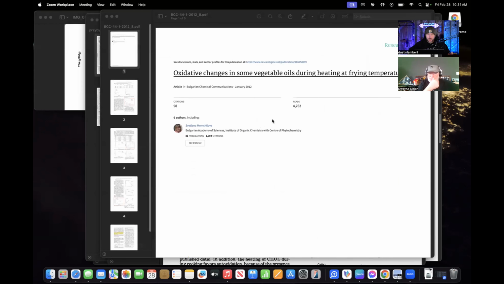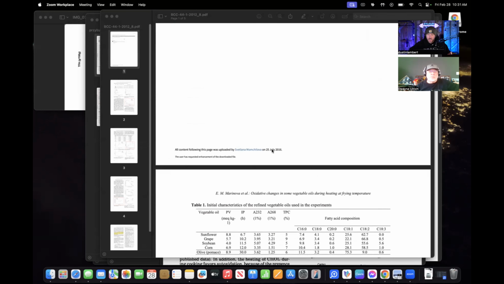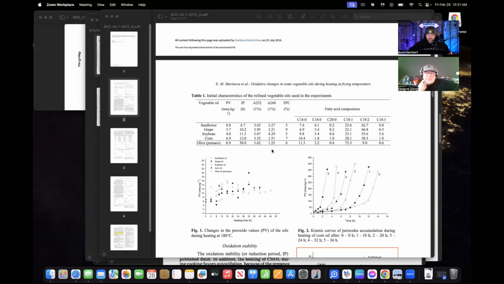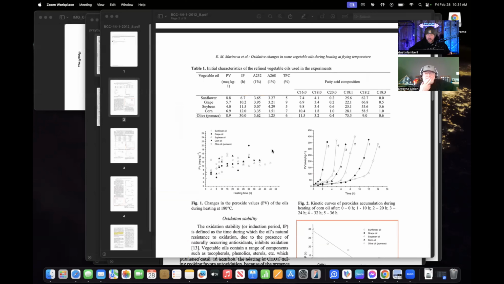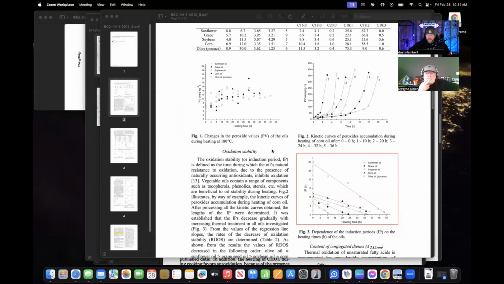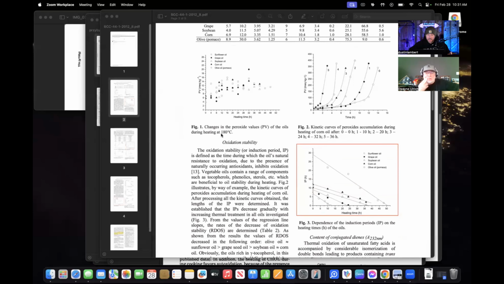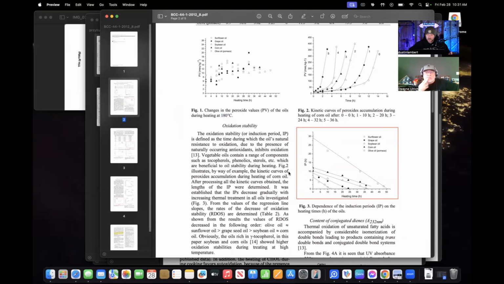Moving on to our second one, oxidative changes in some vegetable oils during heating at frying temperatures. And so for this one, they looked at a few different things. In this trial, they looked at heating to 180 degrees Celsius, just like the other trial. And what they looked at here, we have sunflower oil, grape oil, soybean oil, corn oil, and olive oil.